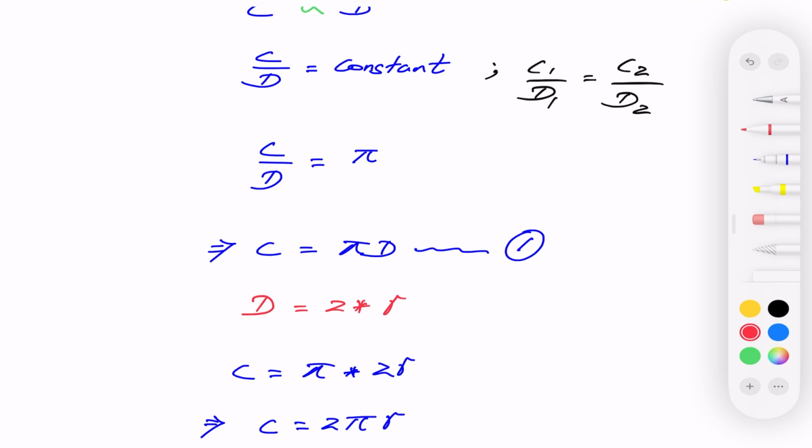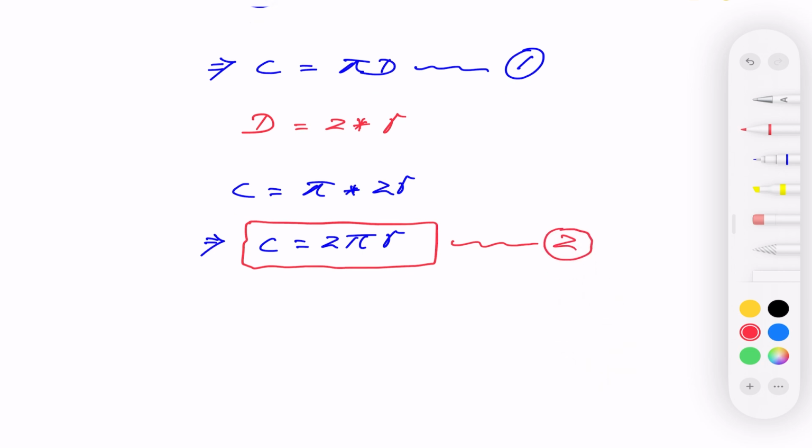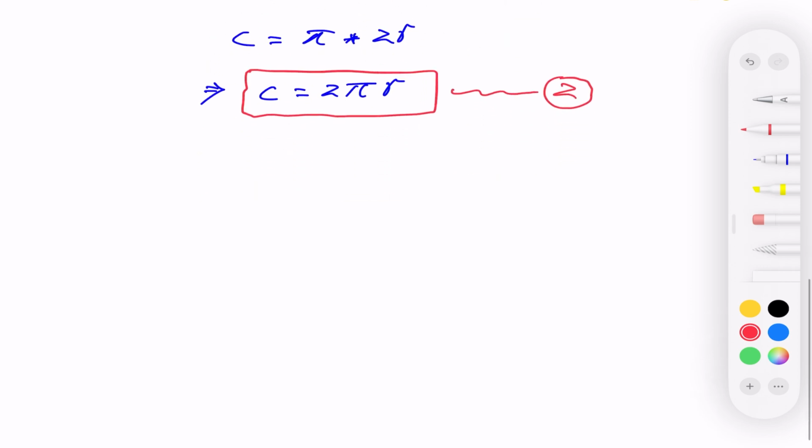So the circumference is equal to 2 times pi times the radius, and that is a very important equation. Let me label this equation as equation number 2. Now we have an equation for the circumference of a circle. Now we are going to see another equation for the circumference.